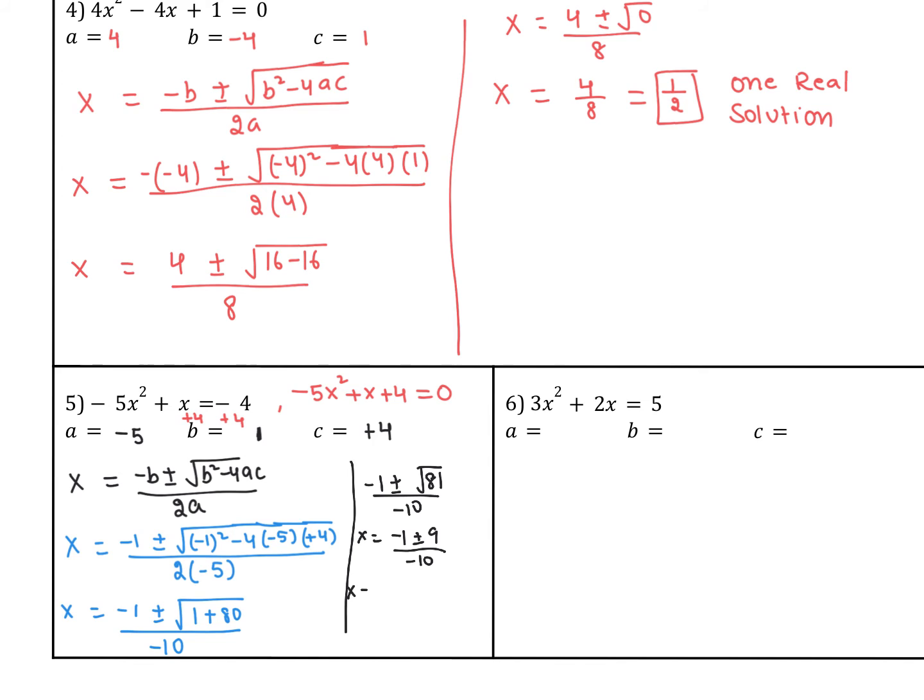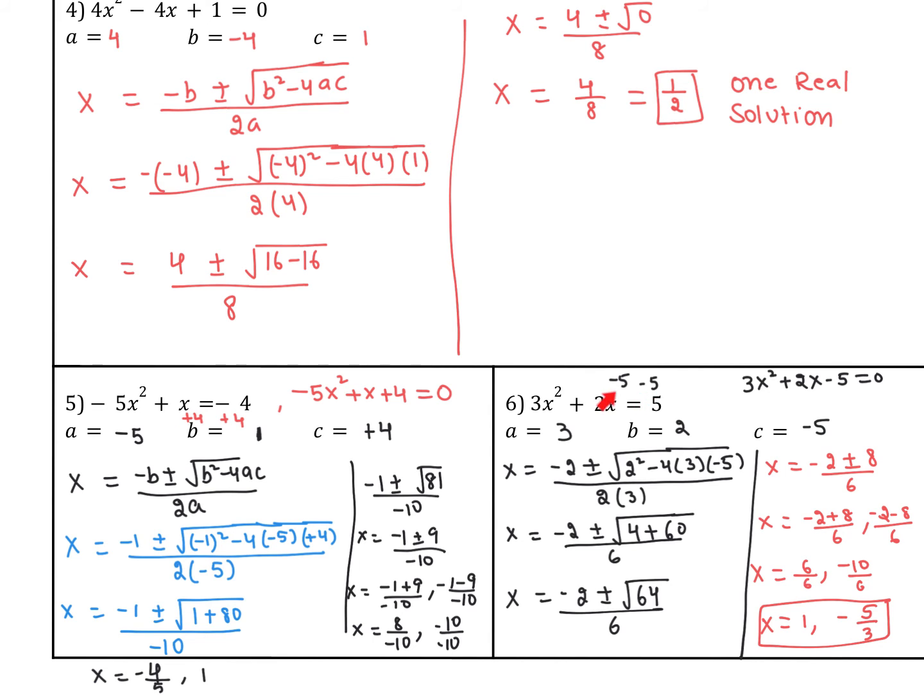And you're going to have two equations, one with the plus 9 and one with the negative 9. So you got 8 over negative 10 and negative 10 over negative 10, which means you're ultimately going to have two answers. For number 6, you're going to subtract 5 on both sides to make one equation and the other side 0. 3 is your A, B is 2, and C is negative 5.